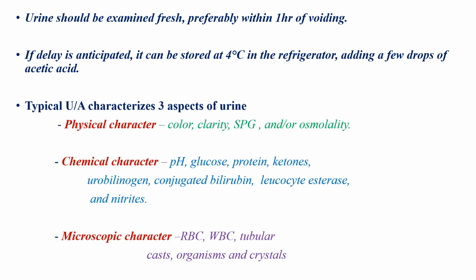Typical urine analysis characterizes 3 aspects of urine: physical, chemical, and microscopic. Physical character is about color, clarity, specific gravity, and osmolality. Chemical character is about pH, glucose, protein, blood, ketones, urobilinogen, conjugated bilirubin, leukocyte esterase, and nitrates. Microscopic includes RBC, WBC, tubular casts, organisms, and crystals.